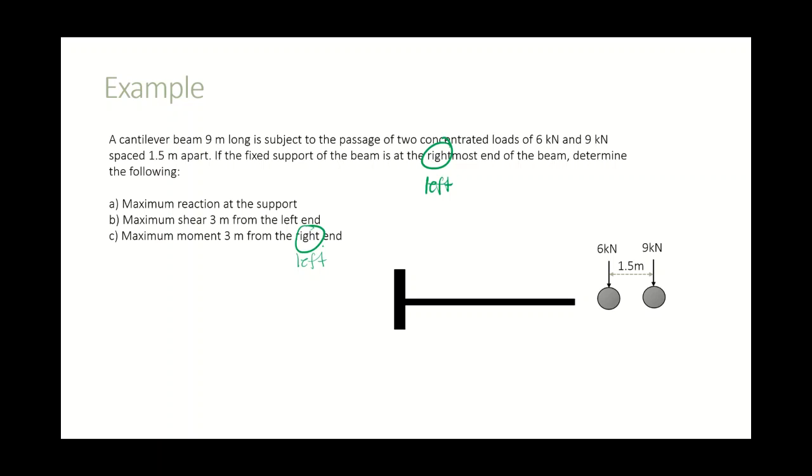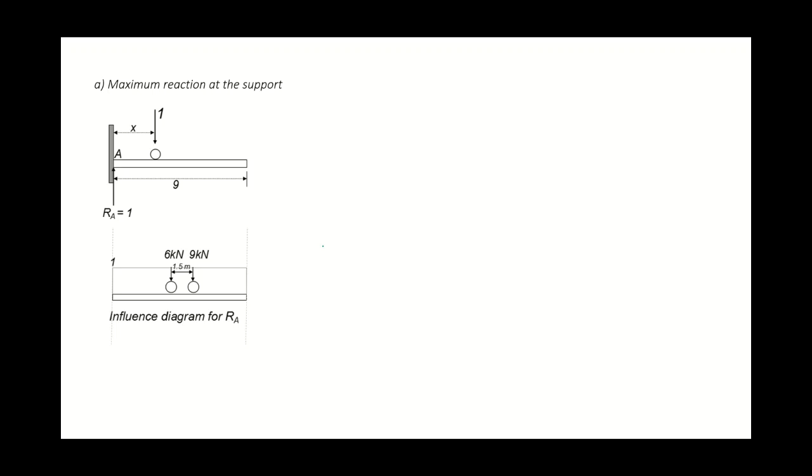So, yung cantilever is mas madali compared to your simply supported beam. Kasi nga, for a cantilever beam, ang influence diagram ng RA will always look like this. Now, since straight siya, at any point, malalagay yung 6 tsaka 9. So, all you need to do is 6 times 1 plus 9 times 1. This will give you your RA, which is equal to 15.